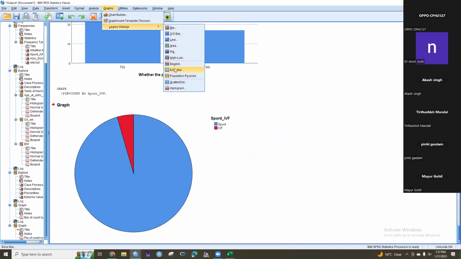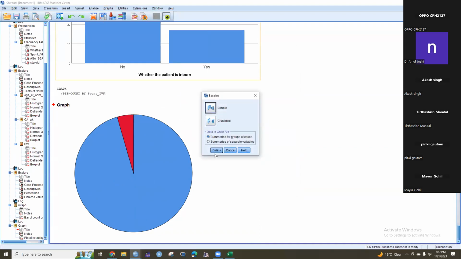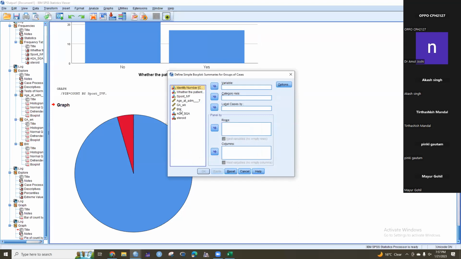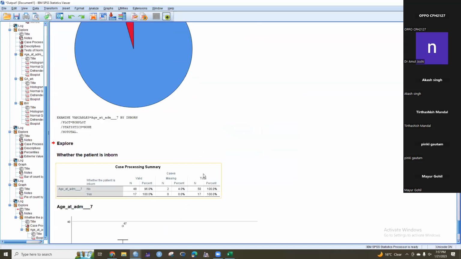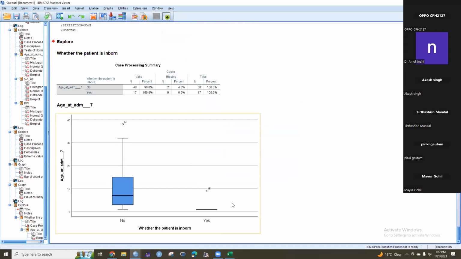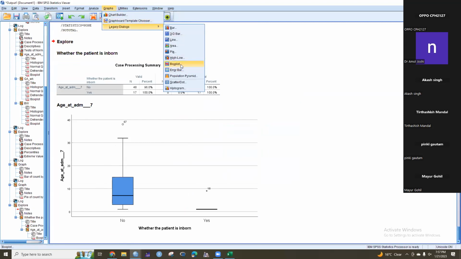And one more graph is the box plot, the simple box plot. Just define it. I want to see the box plot of age at admission, this is the variable. And I want to see whether the age at admission depends upon whether the patient is inborn or outborn. So you can see that this is the box plot for these 2 categories also. In this way in SPSS, graphs are prepared for you.